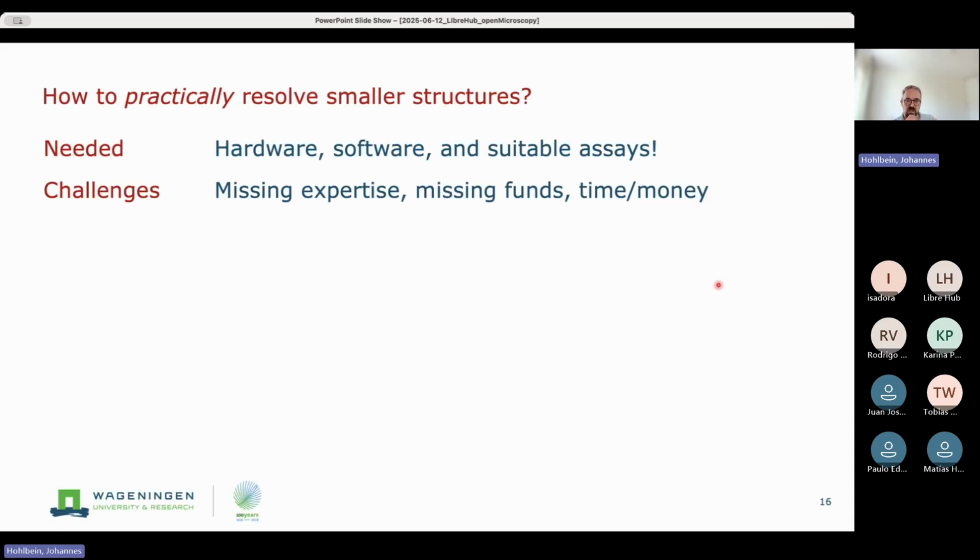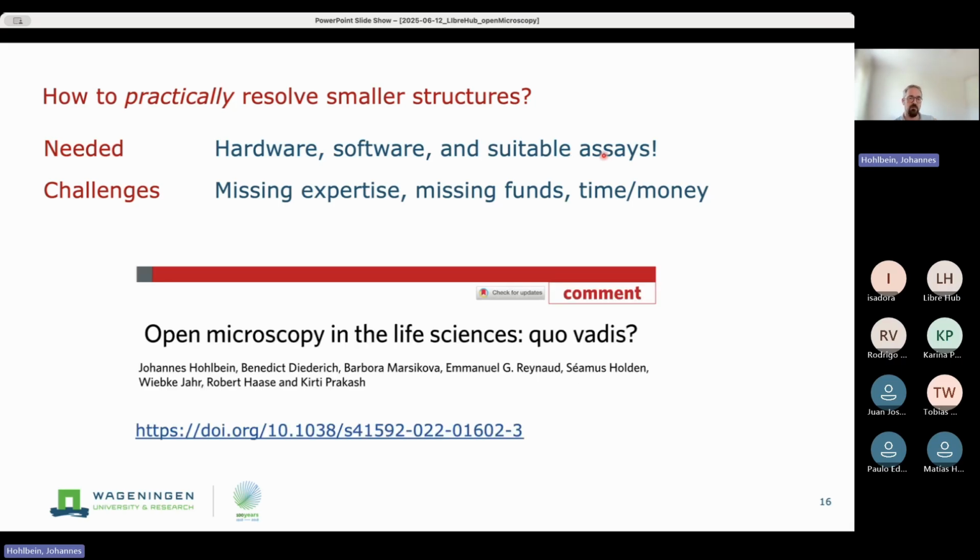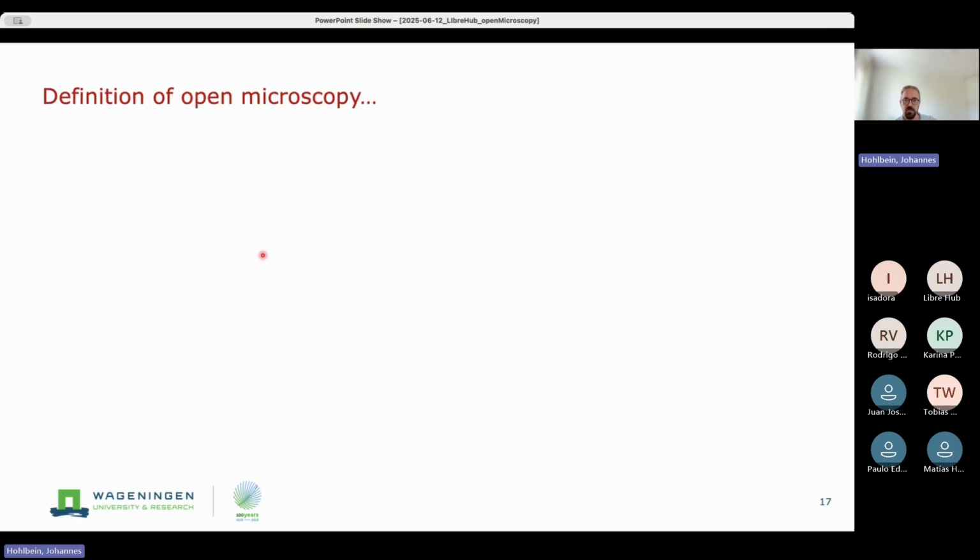Okay, so with all those things in mind, Kirti Prakash and I came up with a comment article published in Nature Methods to think about that a bit further. So what do we have? What do we need? How can we support people? What might be missing and what might be avenues for the future? I highly encourage you, if you're interested in open microscopy, to have a read.